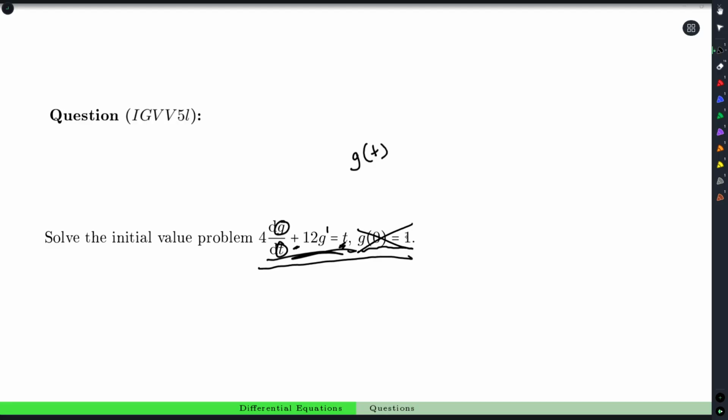We'll ignore that for now. That'll come in later, because the way we handle an initial value problem is first you get the general solution, and then you use the initial conditions to get your particular solution. Okay. So we're just going to focus on 4 dg by dt plus 12g equals t for now.